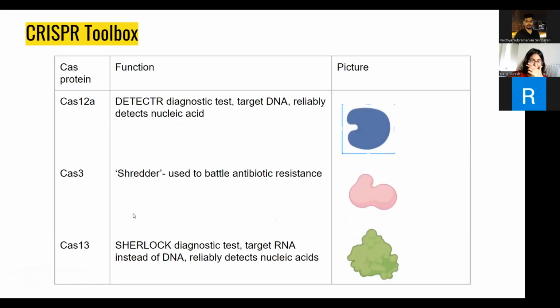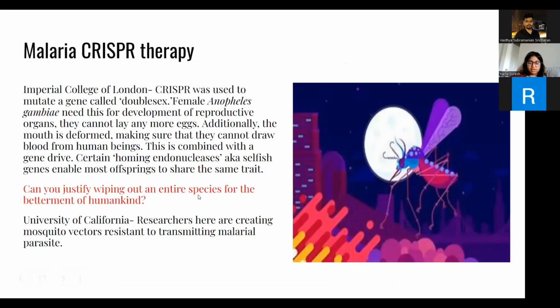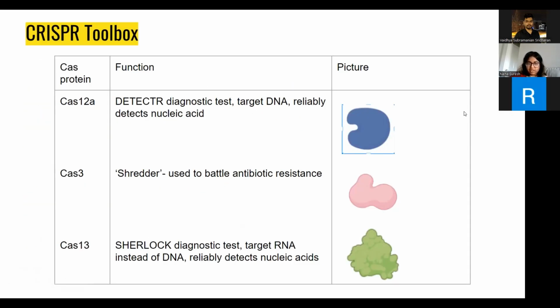CRISPR RNA. Now the CRISPR toolbox, like I mentioned earlier, Cas9 is not the only protein that we're using in the CRISPR toolkit for re-engineering bacterial systems. We're also using Cas12a, which is basically a detector diagnostic test. It targets DNA and reliably detects nucleic acids, especially if you're looking for SNPs. SNPs are single nucleotide polymorphisms, which means that in a long sequence of a genetic code, we're not looking for a particular area where the genetic code is messed up. We're looking for one nucleotide which has been mismatched, and that is extremely hard. So we use Cas12a for the detector diagnostic test.